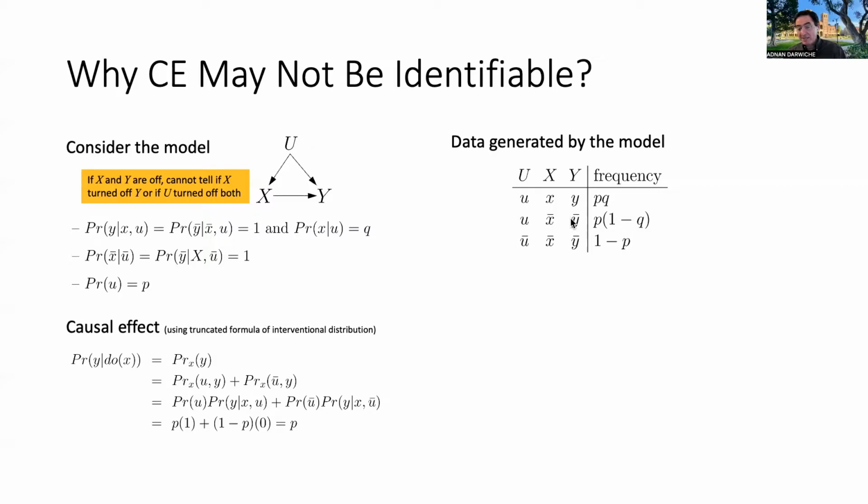Now, here's the thing. If U is hidden, and I'm not showing you these guys, this is the data you will see. You will only see 2 kind of examples, this and that. And these are the corresponding probabilities.